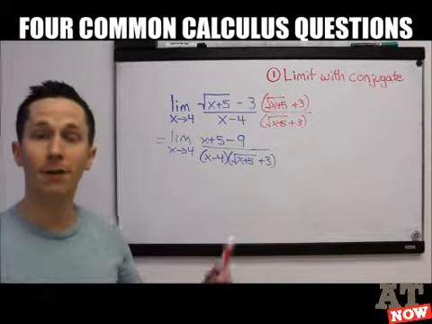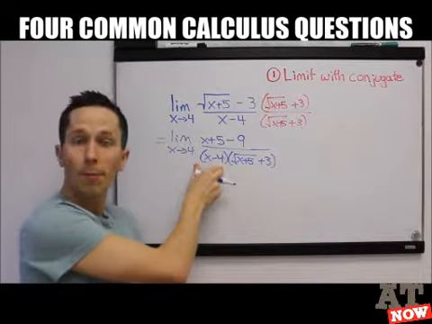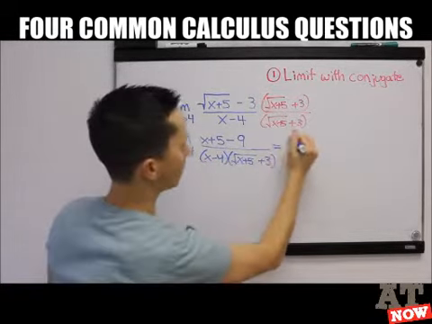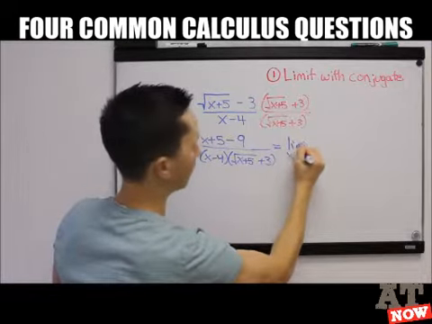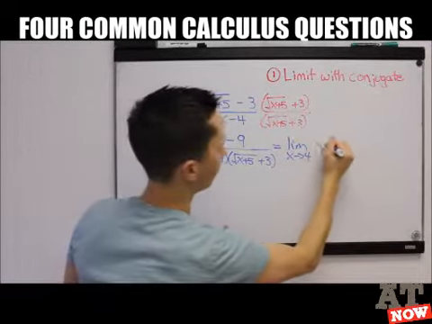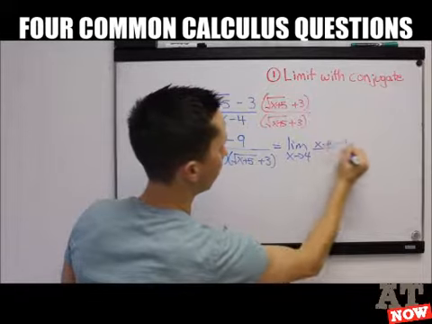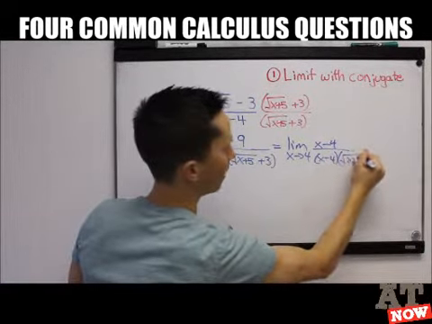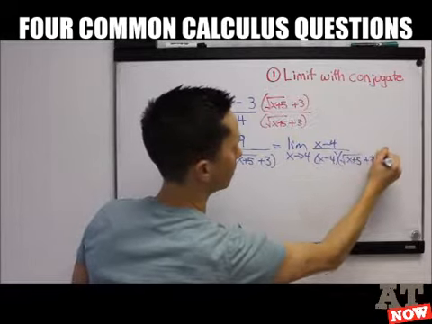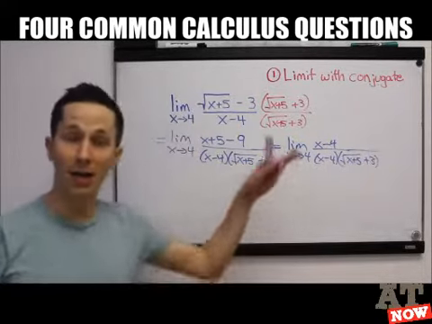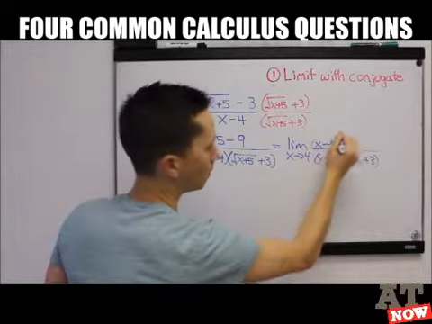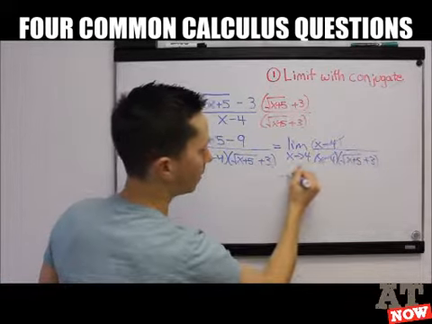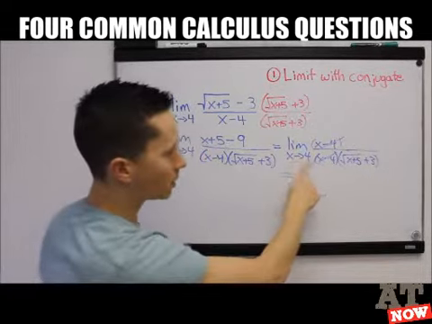Now we can simplify the top, and that will cancel our problem bracket on the bottom. This equals the limit. Don't forget to write limit. x goes to 4 of x minus 4 over x minus 4 times root x plus 5 plus 3. Now we can cancel. This cancels with this. Our problem is gone on the bottom, so we can just sub in 4.